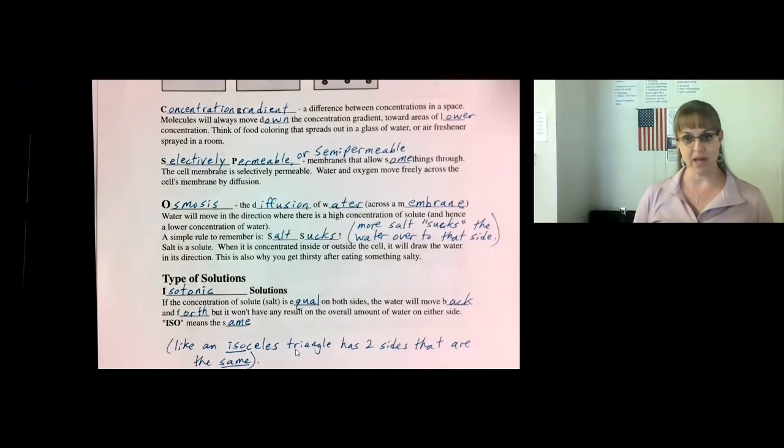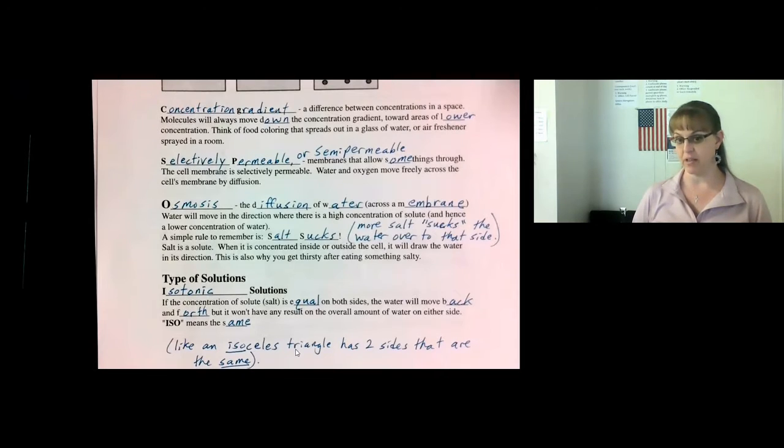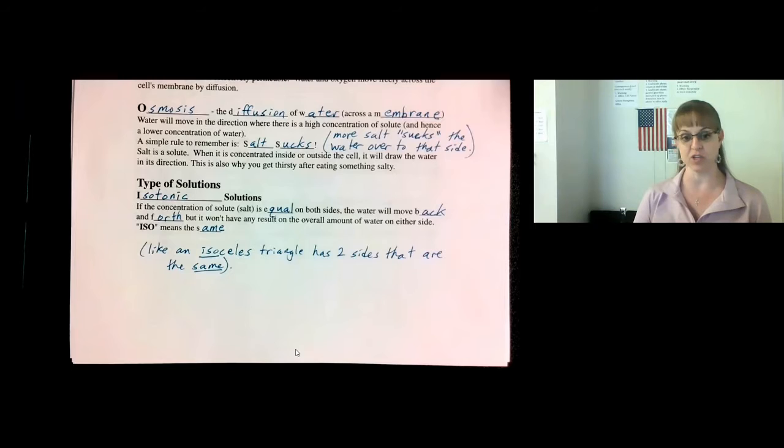So this is why when you drink a salty liquid, you get thirsty. When salt gets into a cell, the water in your blood also tries to go into the cell to water down the salt. Therefore, you get thirsty because you have less water in your bloodstream. Now let's look at some different types of solutions. We are going to look at isotonic, hypertonic, and hypotonic solutions.